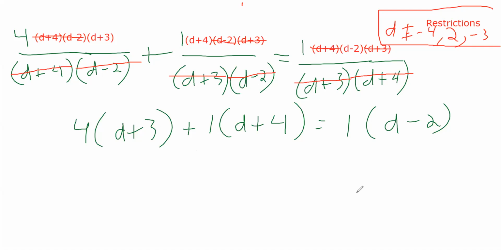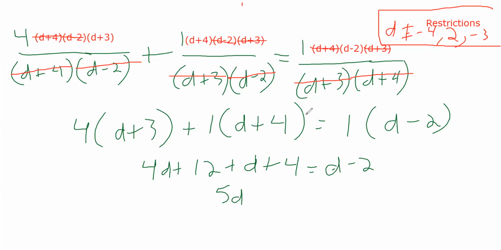This first one, the 4 distributes. I'm going to have 4D plus 12. The next one, the 1 distributes. I'm just going to have D plus 4. The last one, another 1 distributes and just gives you D minus 2. Now let's combine like terms. On the left-hand side, 4D plus D, that's going to become 5D. 12 plus 4, that's going to be 16.